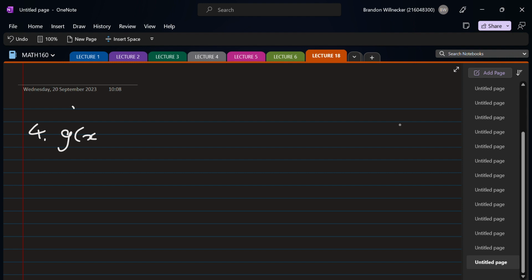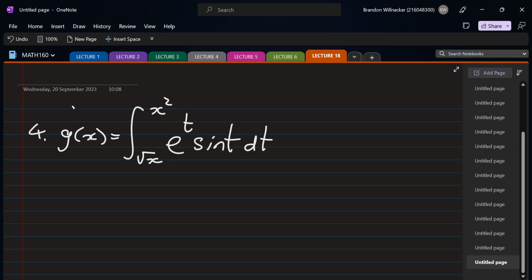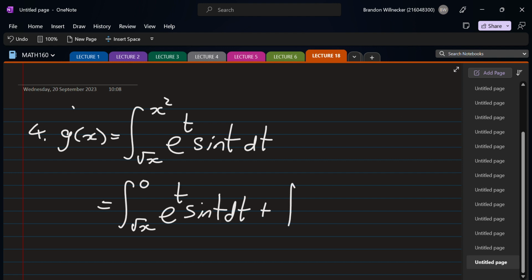Okay, so we have g of x is equal to the integral from root x to x squared of e to the t sine t dt. Again, we've got a problem because the bottom part is a function of x and the top part is also a function of x, so we need to split it up. So, integral from root x to 0 of e to the t sine t dt plus integral from 0 to x squared of e to the t sine t dt.